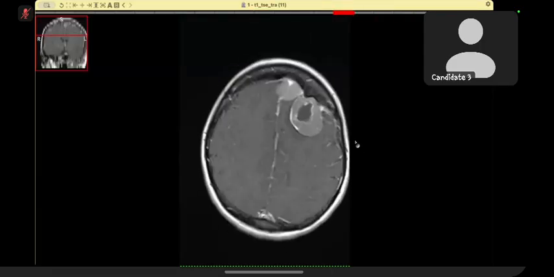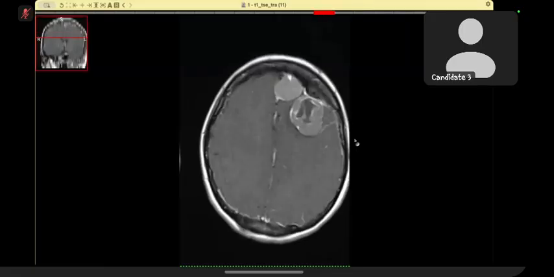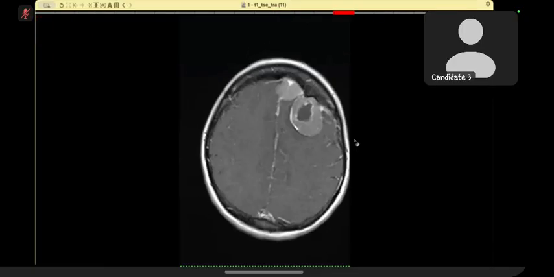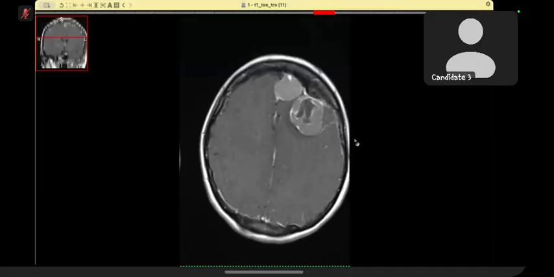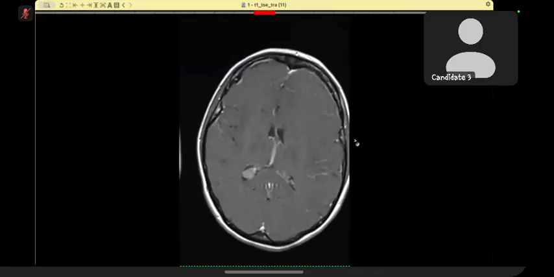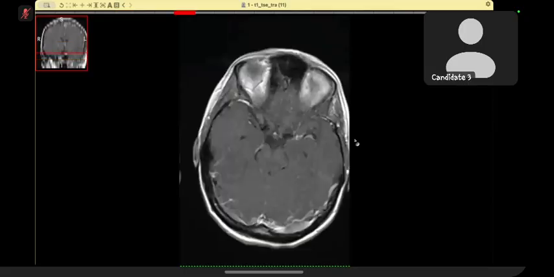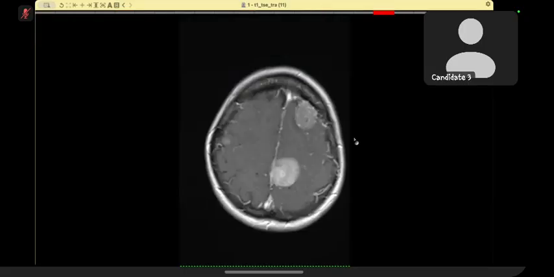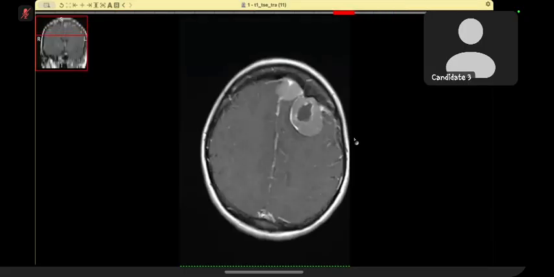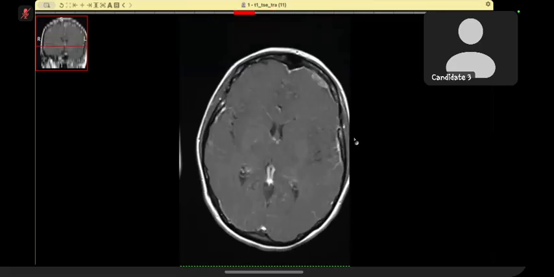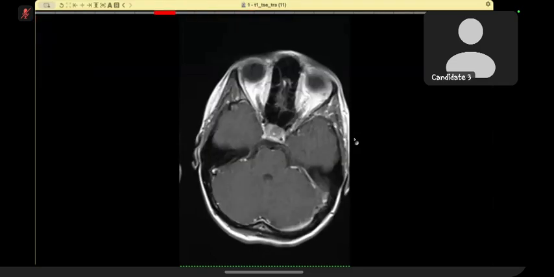These lesions show marked post-contrast enhancement. These are attached to the dura, and there is evidence of dural tail sign. One lesion in the left frontal lobe shows areas of necrosis, and another lesion is also seen in the left parietal lobe. Another lesion is also seen in the right intraventricular region, which is close to the choroid plexus but seems inseparable from it. So these are multiple meningiomas.